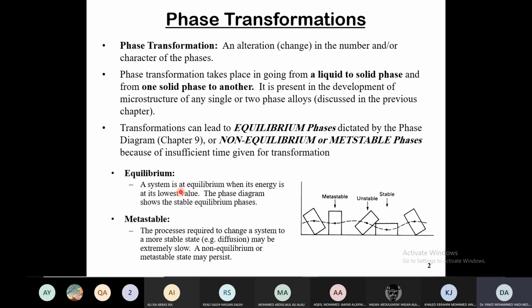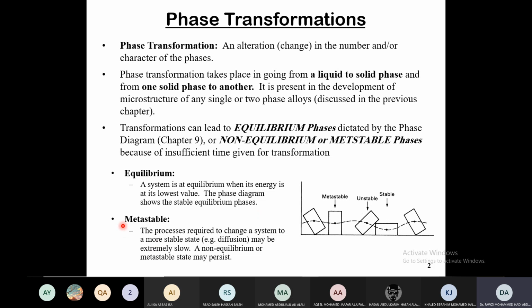What is equilibrium? A system is at equilibrium when its energy is at its lowest value. It will not need to transform to anything else. Its energy is the least. This is what we say. The phase diagram shows the stable configuration. So if you follow very slow cooling, you allow the atoms to diffuse and the transformation to complete, you will reach the equilibrium phases. The configuration is at its lowest energy and it's not going to transform to something else.